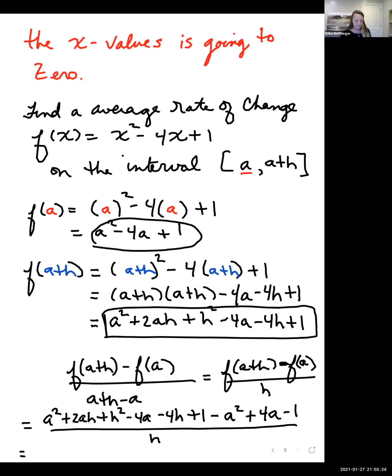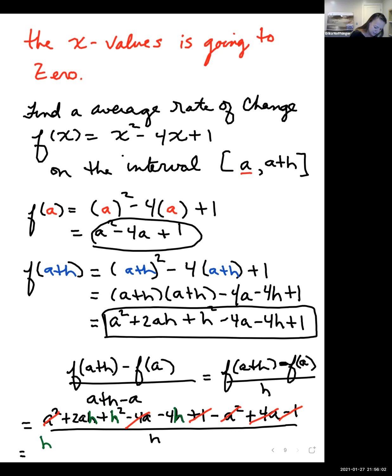Again, it looks nasty, but if you notice, there's going to be a lot of things that start canceling in that numerator. We have an a squared minus an a squared. Those go away. I have a negative 4a plus a 4a. Those go away. I have a positive 1 minus a 1. So those cancel out. And so notice that the terms left in the numerator all have an h in it. Right? We have an h here, we have an h squared here, we have this h here. So we technically can factor out the h in the numerator.